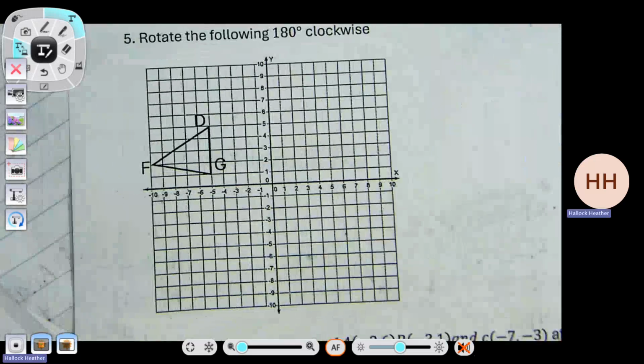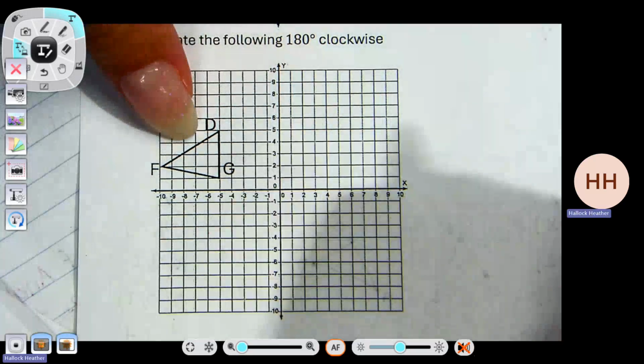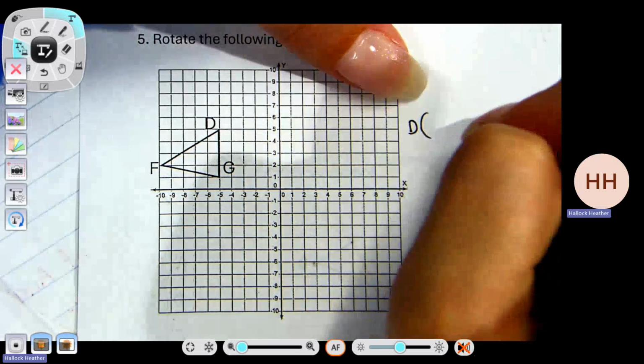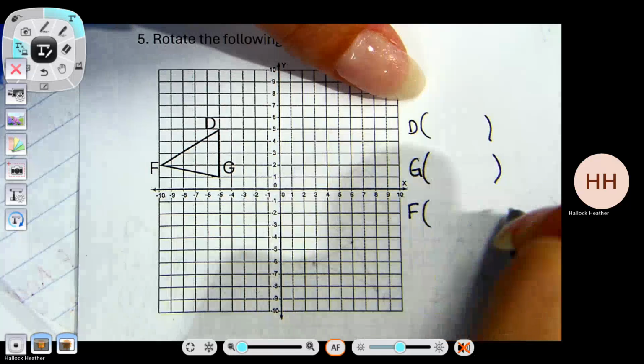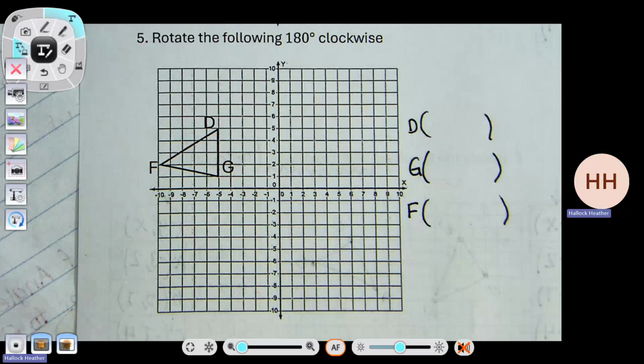Try number 5 on the back. Go to number 5 on the back. This one does not have a little cute chart. You're going to have to write the coordinate points out to start. Okay, so they gave you the picture, not the points. So start by writing out D, G, and F. Doesn't matter the order in which you write them. Write the coordinates, use the rule, change the coordinate. They would change because 2 negatives make a positive.